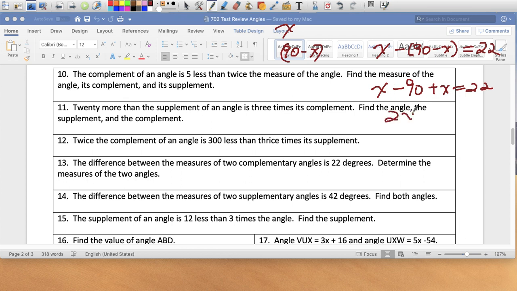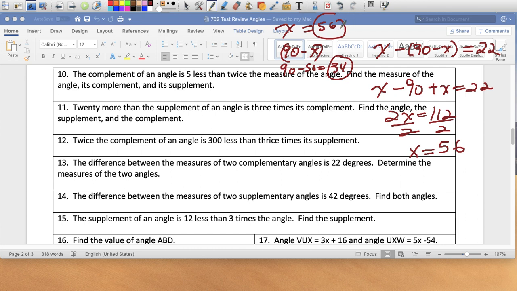So 2x, and we're going to do 90 on each side, plus 90 on each side, which is going to give us 112. Divide by 2, divide by 2. X equals 56. So if x equals 56, the other one's going to be 90 minus 56, which is going to give you 34. So those are my two angles.